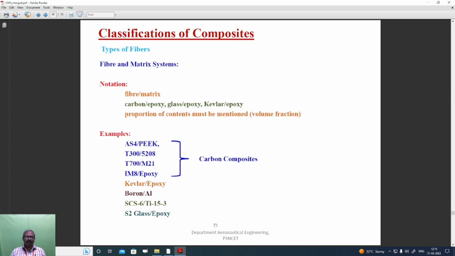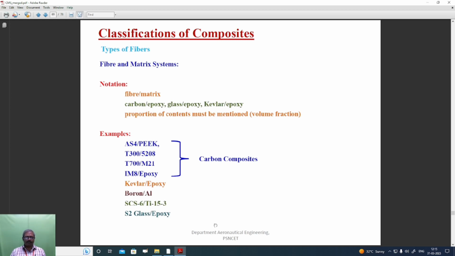Then fiber and matrix system. The notation of a fiber matrix system is fiber bar matrix. For example, carbon epoxy. In this carbon epoxy, carbon is the fiber and epoxy is the matrix. Glass epoxy: glass is the fiber, epoxy is the matrix. In Kevlar epoxy, Kevlar is used as a fiber and epoxy is used as a matrix. The proportion of contents must be mentioned as a volume fraction.